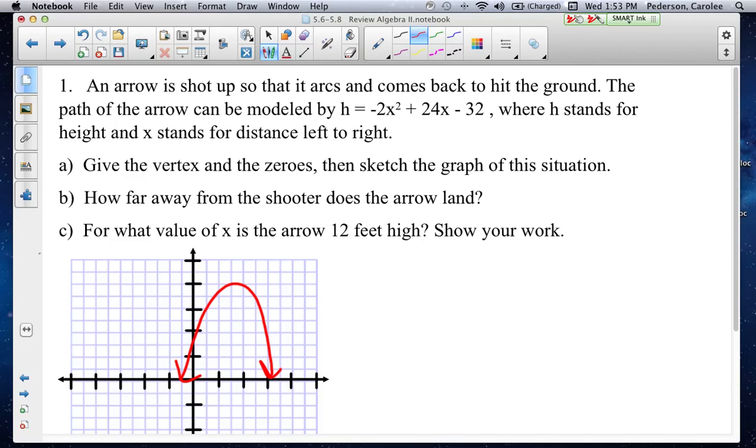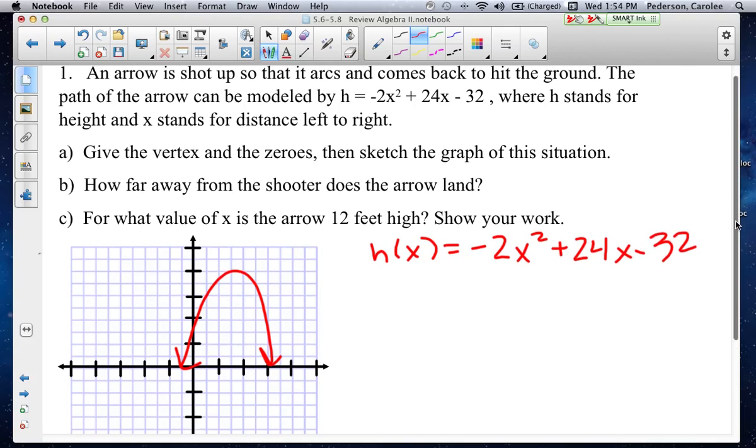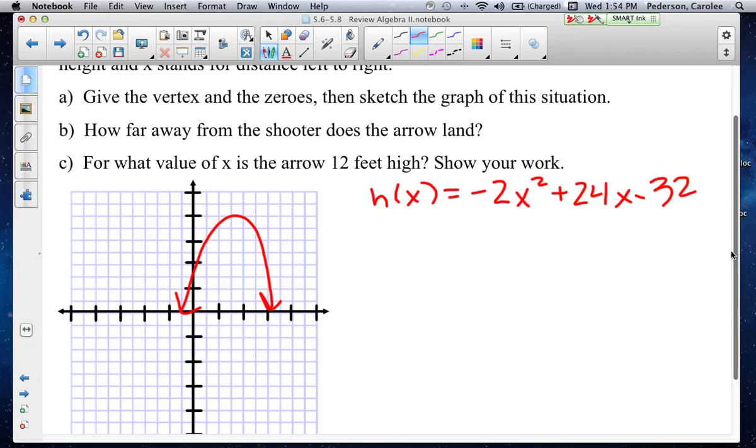Where it says H stands for the height and X stands for the distance from left to right. So H of X equals negative 2x squared plus 24x minus 32. What form is that quadratic function in? It's in standard form.